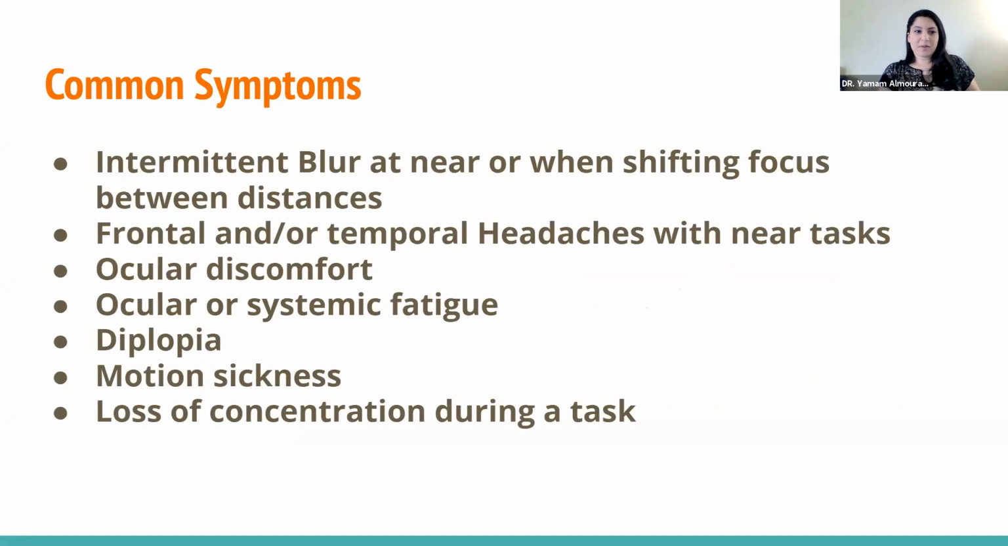So common symptoms, like I just said right here, is intermittent blur when shifting focus or near, a lot of frontal or temporal headaches. So anywhere where the visual system is being overused and fatigued because of this visual efficiency deficit. Ocular discomfort, where sometimes the patient can't really explain what's going on. It's just uncomfortable vision. And then double vision, motion sickness, and loss of concentration during a task.